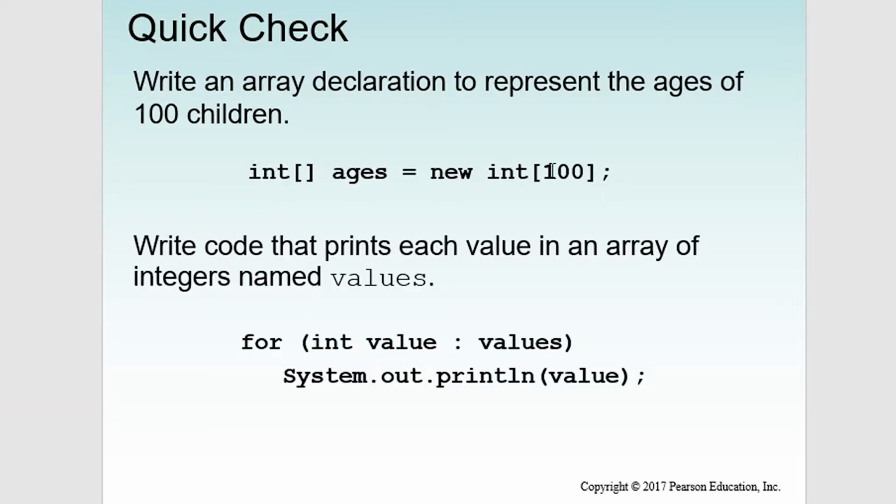So this is how we declare an array of ages for 100 children. We just specify the size. And then if you want to iterate through values, we can just do something like this, the for each loop. Now remember, using this type of loop, we can't actually modify the values inside of this array. We're just getting the values. So this is only used when we want to view the values that are in this array.